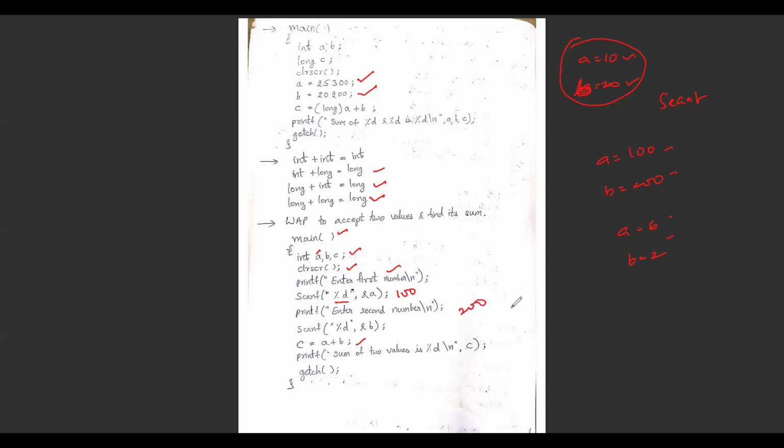C equals A plus B. 100 plus 200 will be calculated and C value will be printed. getch, end of your program. So what is the main purpose of this getch? It is going to get one character from the system, right? It's going to read one character.